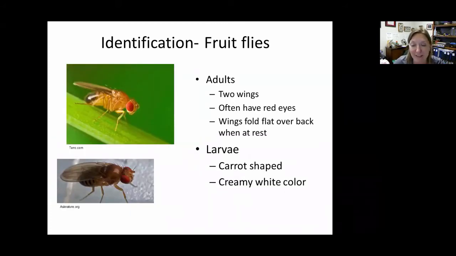Fruit flies. These are another small fly that we'll find in the house. Again, 2 wings. A lot of times these will have red eyes. They're kind of a brownish color, and then their wings are going to be folded over each other, over their back when they are at rest. The larvae here are going to be a creamy white color, and they are going to be carrot shaped, and they're going to be very, very small.